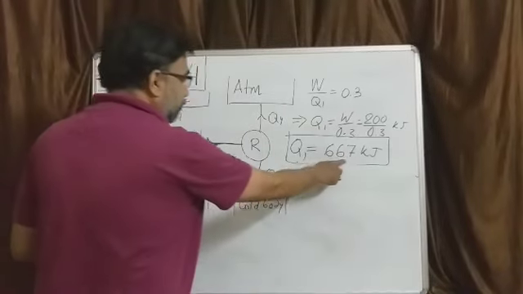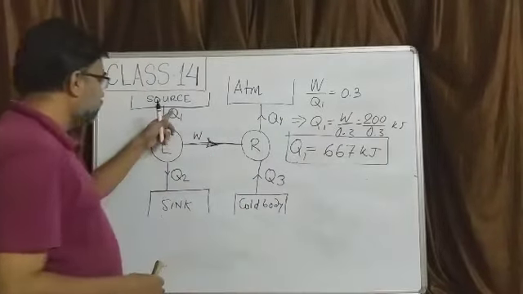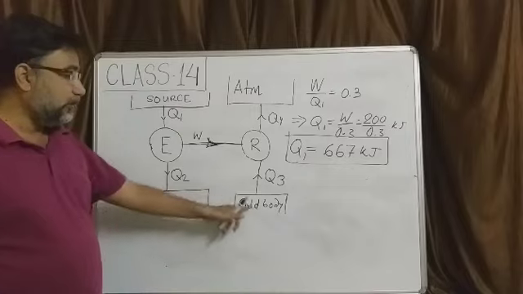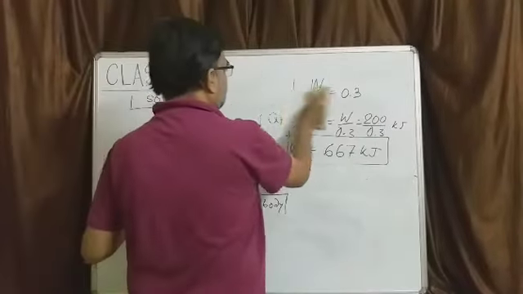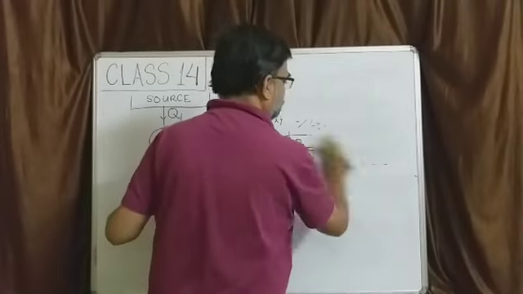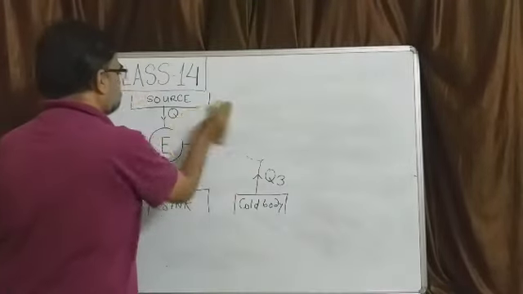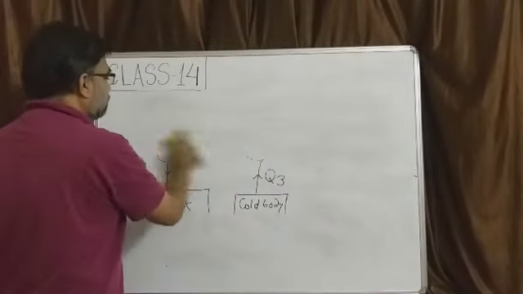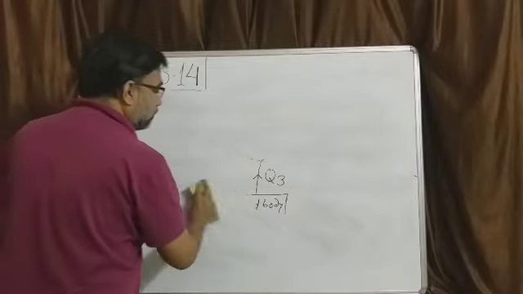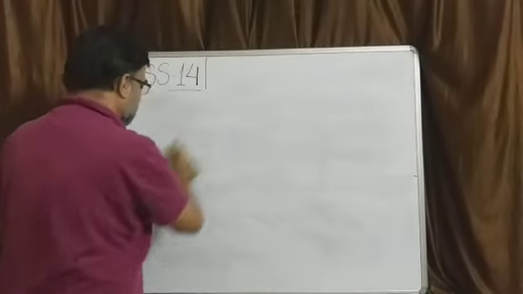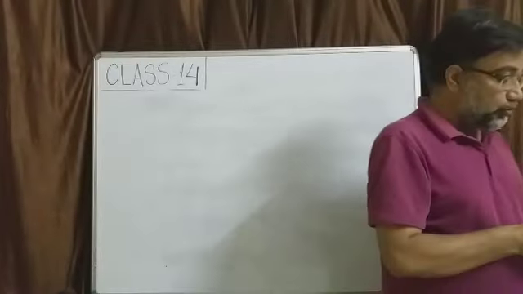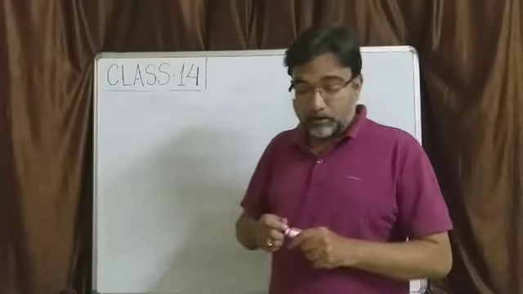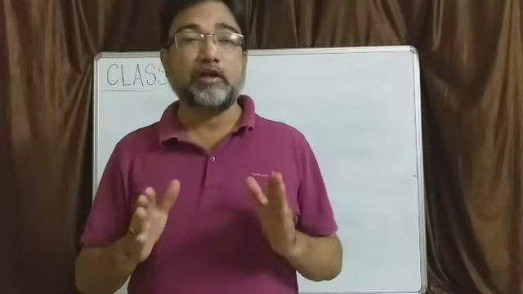So the heat input is 667 kilojoules to the engine for every megajoule of heat removed from the cold body. Right? I hope you are in a position to grasp this concept of coupled device. We will go to a very important concept of thermodynamics now.